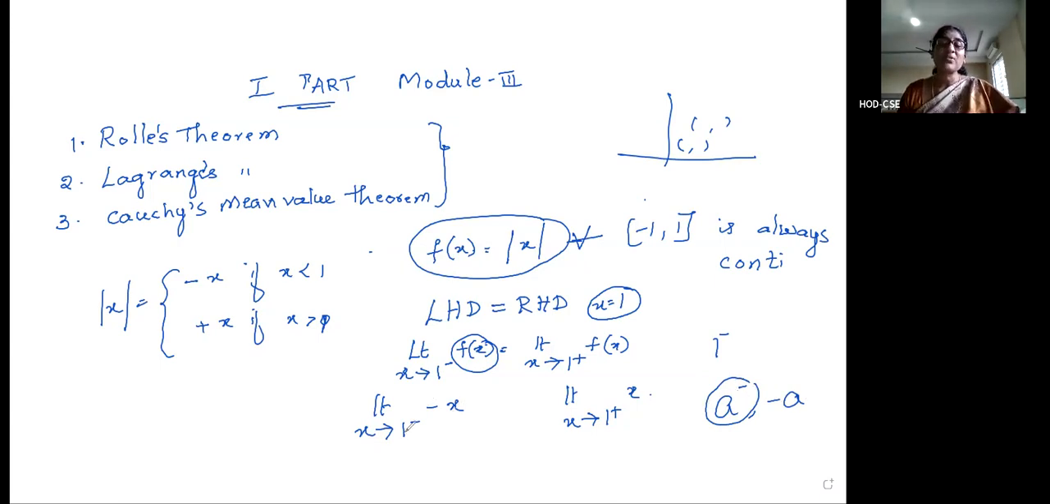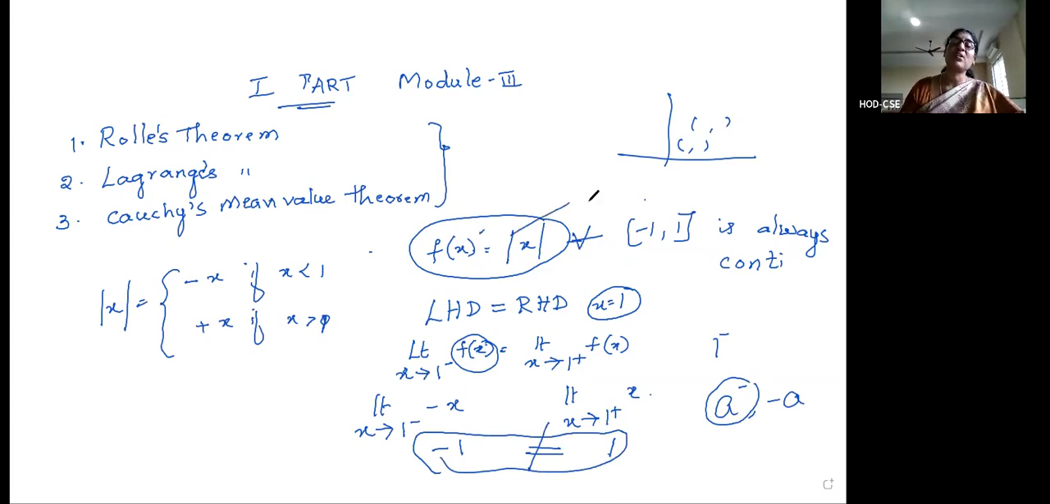So here, if we substitute x is equal to 1, we get minus 1, and here if we substitute 1, we get 1. So minus 1 is not equal to 1. Therefore this function is not differentiable. Mod functions are not differentiable functions.